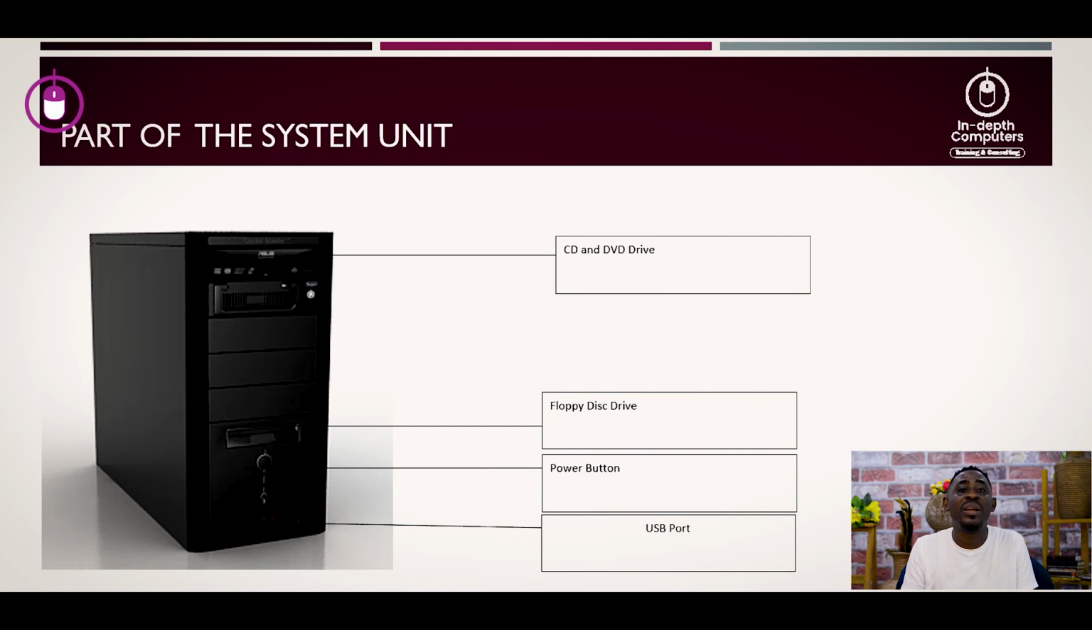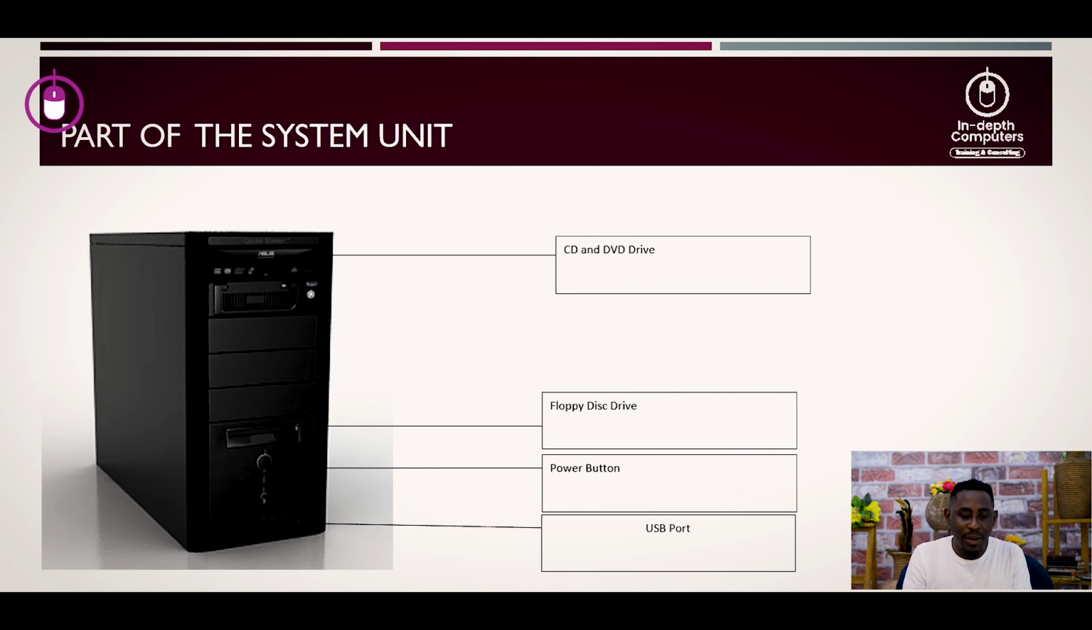Now, before we end today's class, I want us to quickly look at the parts of the system unit. Now we have the CD or the DVD-ROM here. This is where we can insert our CD and our DVD. In our subsequent class, I'll teach you how to insert and use your CD and DVD on the computer system. Now we also have the floppy disk drive. The floppy disk drive is actually outdated. You may not find it on any computer system anymore because people don't use it anymore.